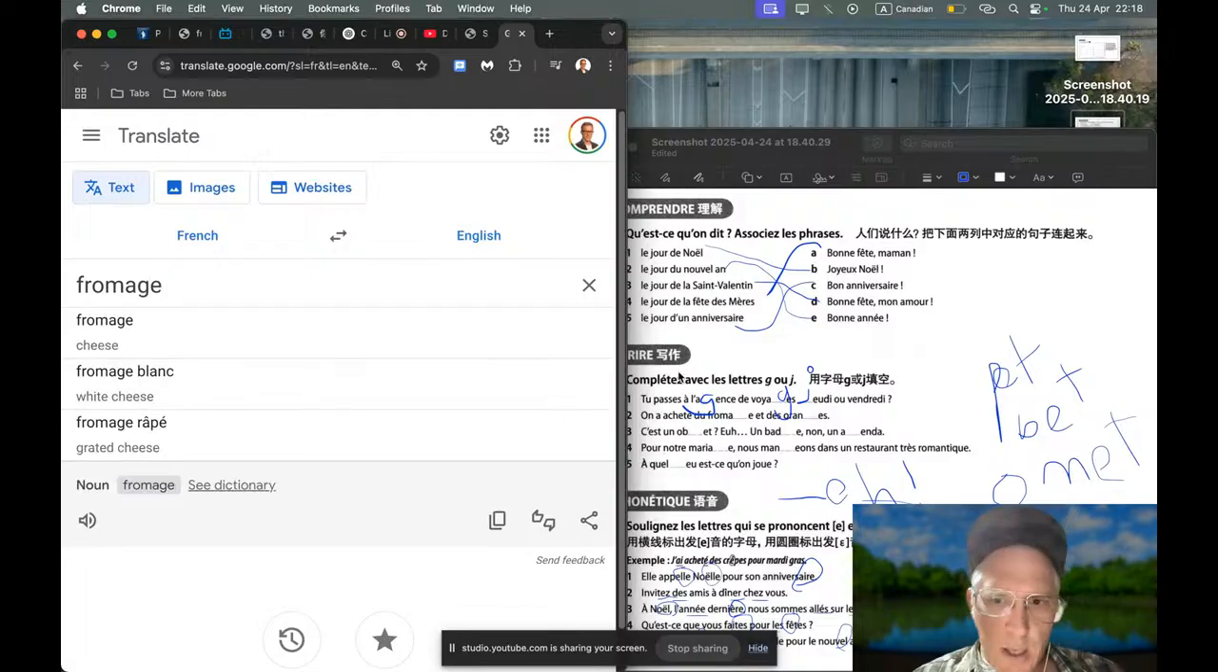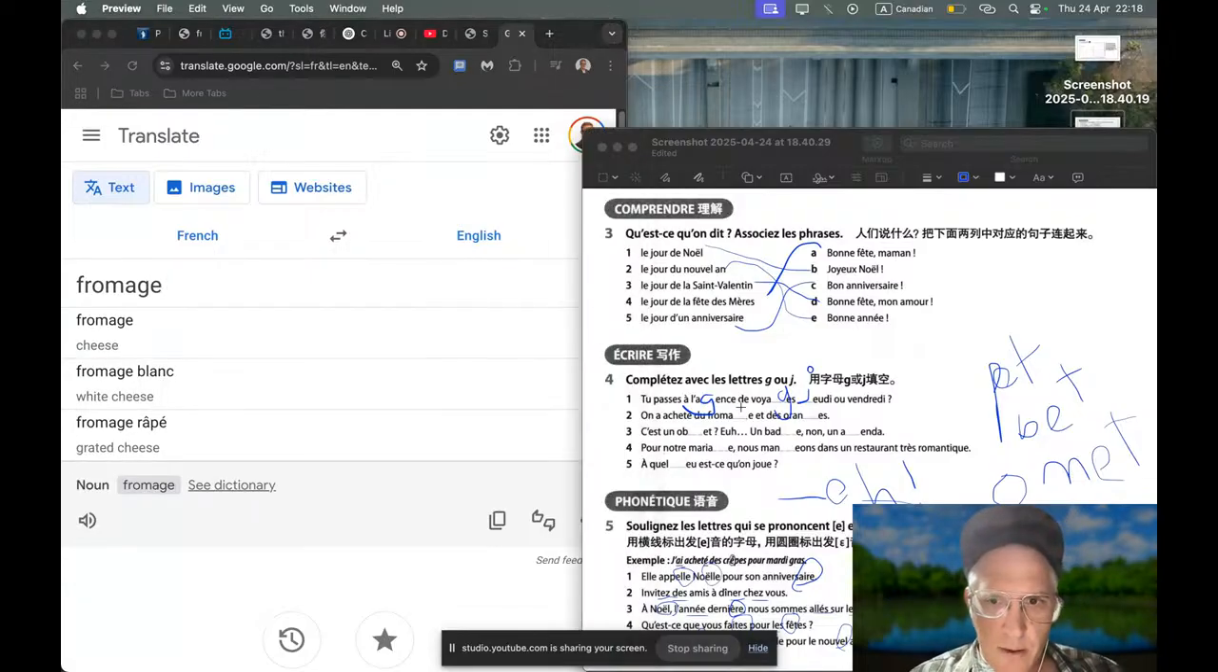Fromage. I would say that, like, having grown up in Canada is definitely an advantage because all of our products have French on it. So we saw words like fromage.